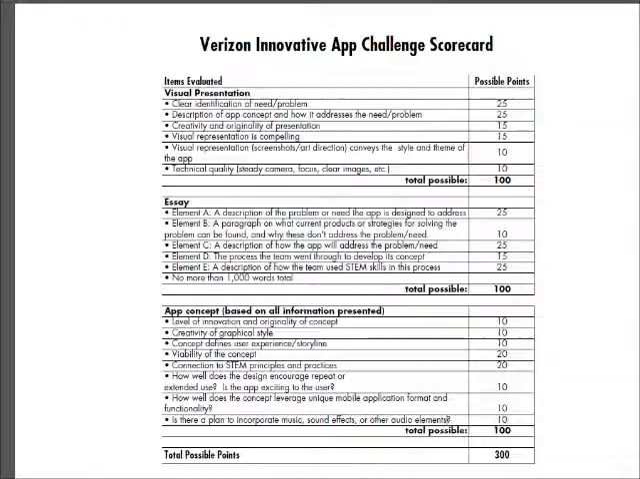And in the scorecard, you'll see that under element A, the description of the problem or need that the app is designed to address is worth 25 points. You're going to have to keep score aside from the portal. If the student received 20, you can write 20 on this card, or 10, and you can add up the points as you go along.